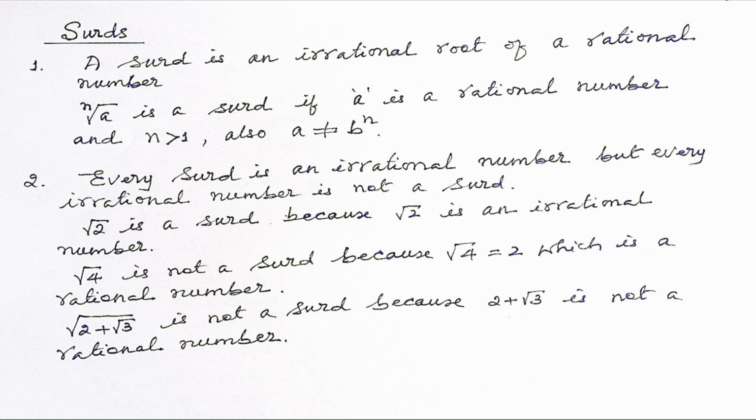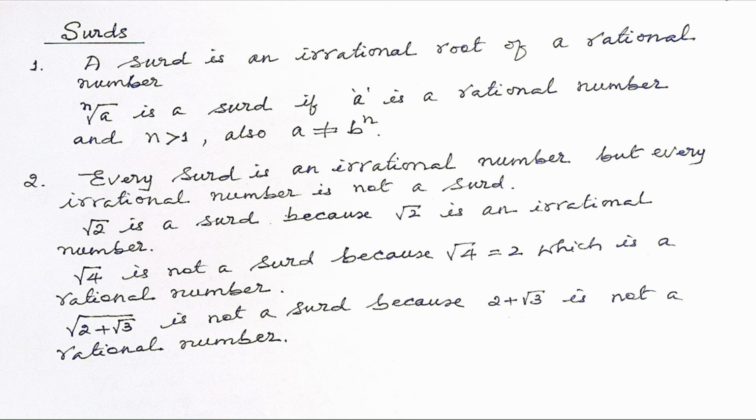A surd is an irrational root of a rational number. The nth root of a is a surd if a is a rational number, n is greater than 1, and a is not equal to b raised to n. Remember that. Every surd is an irrational number, but every irrational number is not a surd.